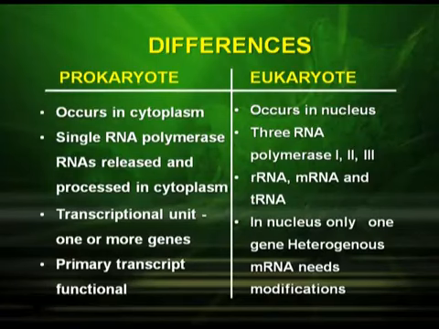Now let us see the differences between the prokaryotic transcription and eukaryotic transcription. In prokaryote, the transcription occurs in the cytoplasm. On the other hand, in eukaryote, it occurs in the nucleus. In prokaryote, there is only one RNA polymerase. On the other hand, in eukaryote, there are 3 RNA polymerases: 1, 2 and 3. In prokaryote, the RNA is released and processed in the cytoplasm, and the transcription unit has 1 or more genes. On the other hand, in eukaryote, there is only one gene. The primary transcript is functional in the case of prokaryote. On the other hand, in eukaryote, heterogeneous mRNA needs further modifications.